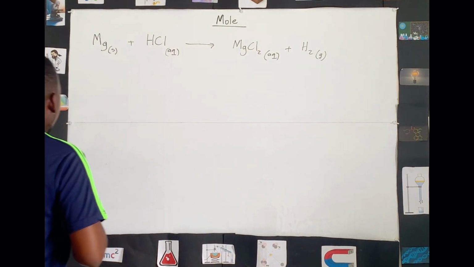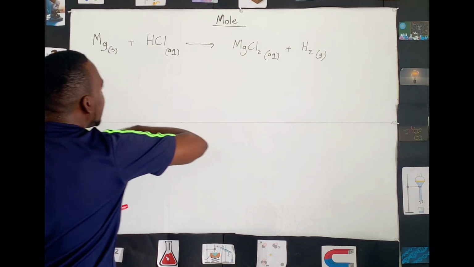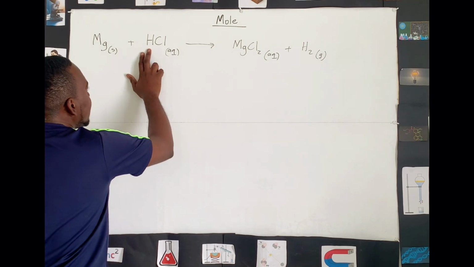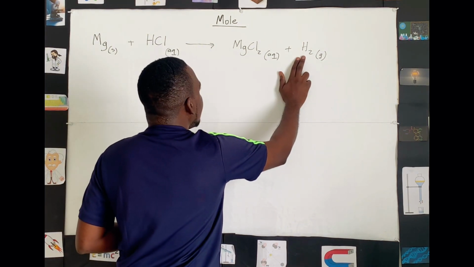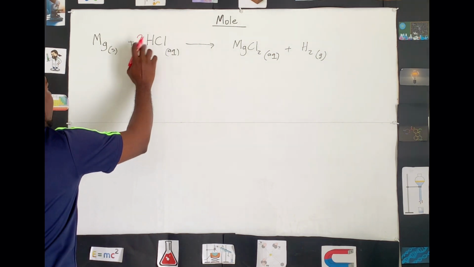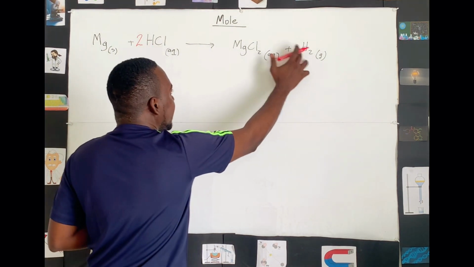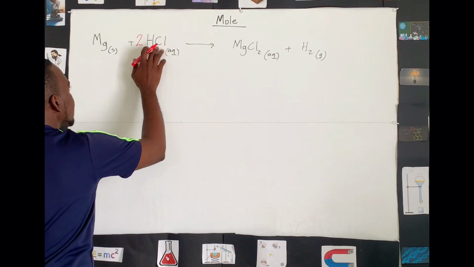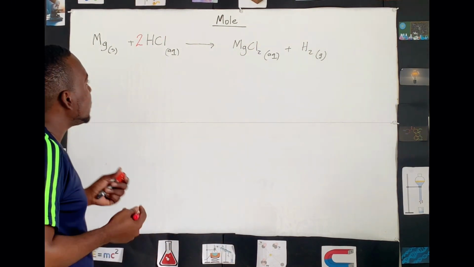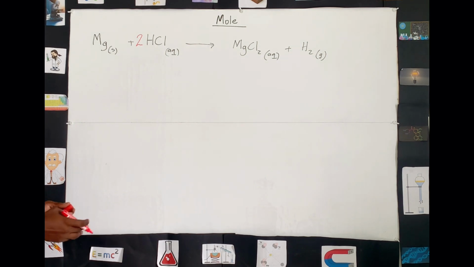So, we notice we have 1 Mg over here, 1 over here, so that's balanced. We have 1 H here, but we have 2 H here. So therefore, we will put a 2 here. So now we have 2 H's, 2 H's. We have 2 Cl's here, and we also have 2 Cl's here. So therefore, now the equation becomes balanced.